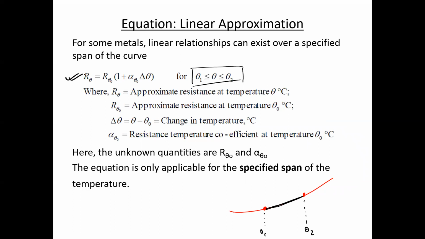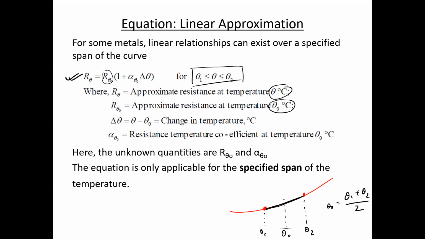R theta is the approximate resistance of the material at temperature theta degrees Celsius. R theta 0 is the approximate resistance at the temperature theta 0 degrees Celsius. So what is theta 0? It is actually the mean value of the lower bound and the upper bound. So in this case, theta 0 is theta 1 plus theta 2 divided by 2.